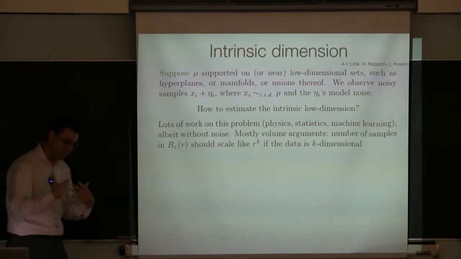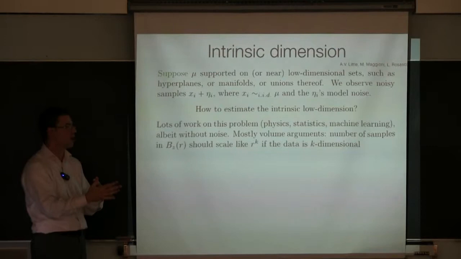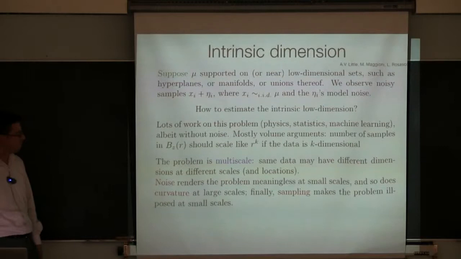I think of this technique as requiring a number of points that is exponential in the intrinsic dimension, because in a ball of radius 2r, I want 2 to the k more points than in the ball of radius r, if k is the intrinsic dimension. And we asked ourselves whether one can do better.